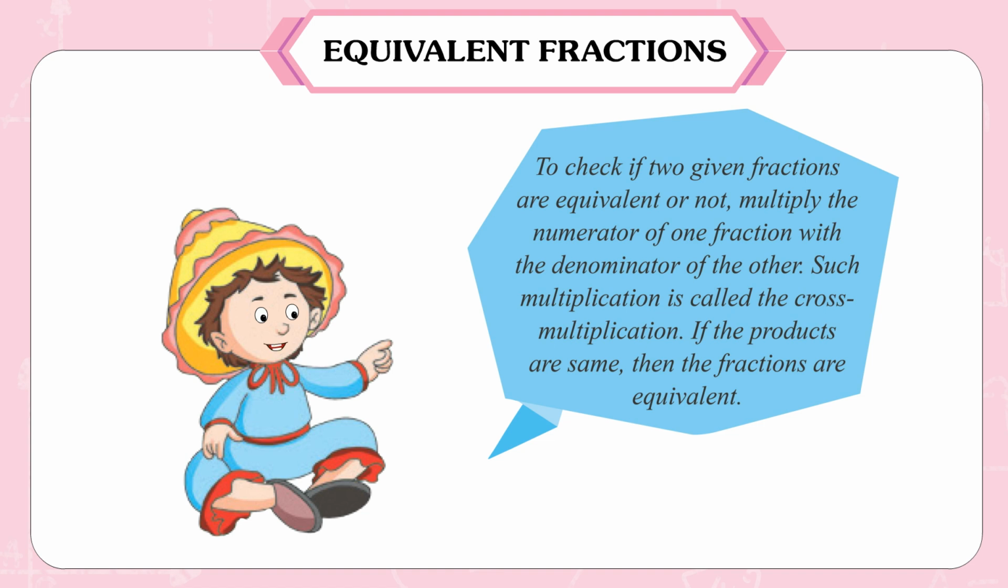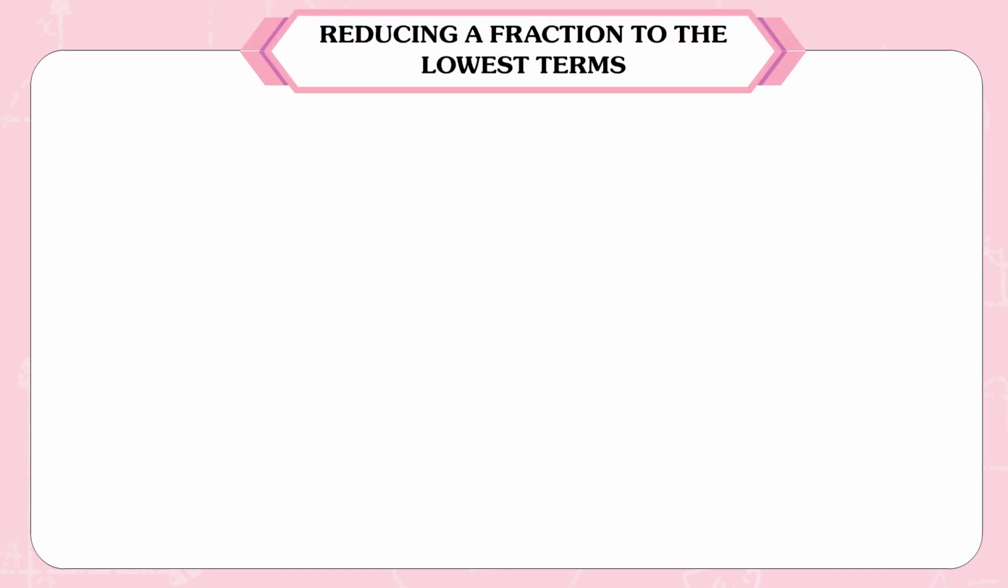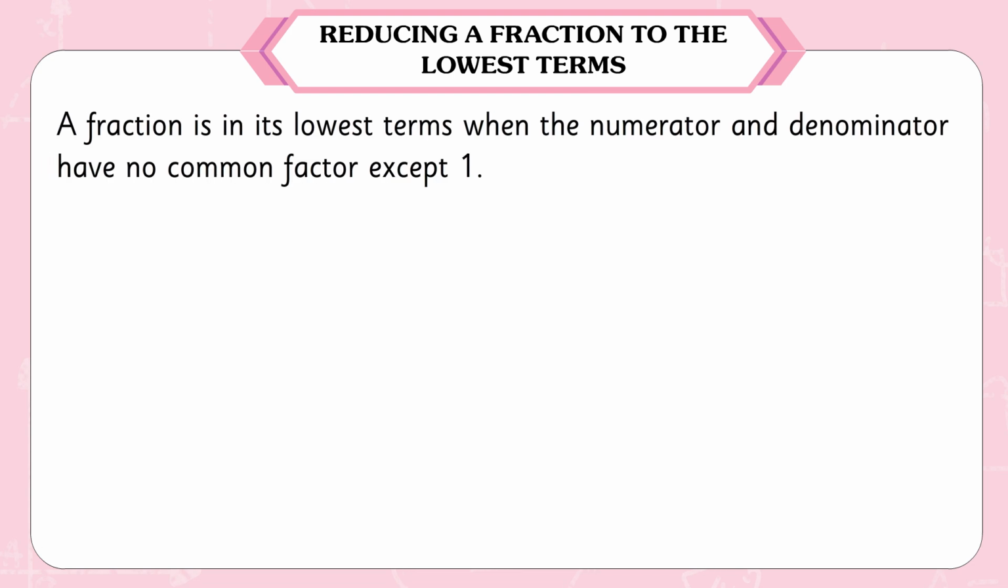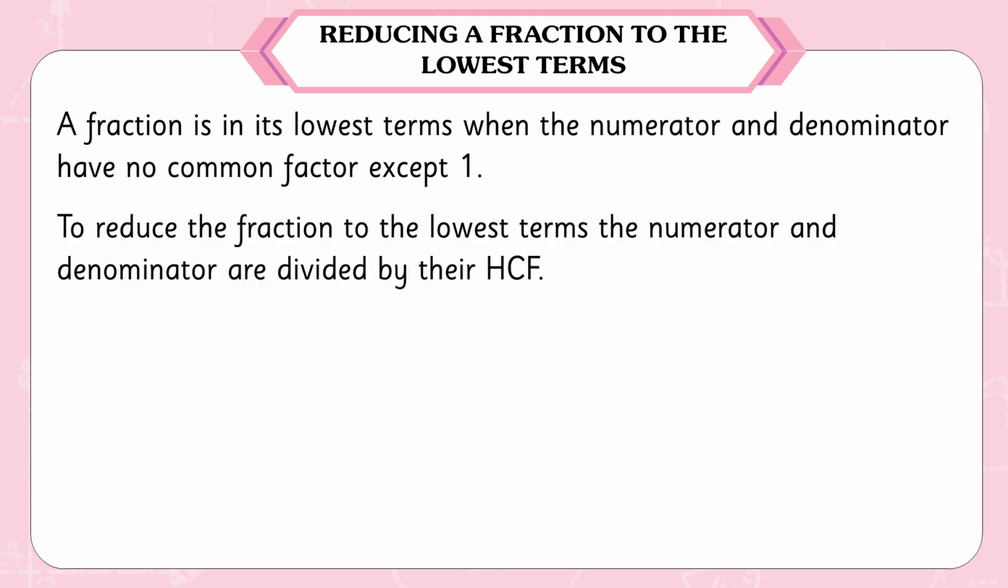To check if two given fractions are equivalent or not, multiply the numerator of one fraction with the denominator of the other. Such multiplication is called cross multiplication. If the products are the same, then the fractions are equivalent. Reducing a fraction to the lowest terms. A fraction is in its lowest terms when the numerator and denominator have no common factor except 1. To reduce the fraction to the lowest terms, the numerator and denominator are divided by their HCF.